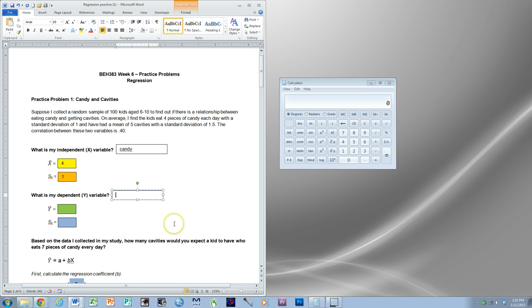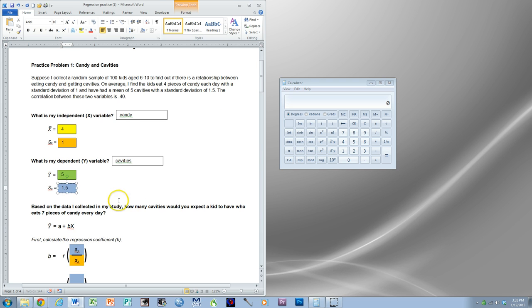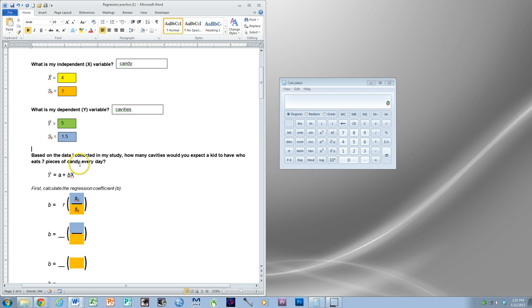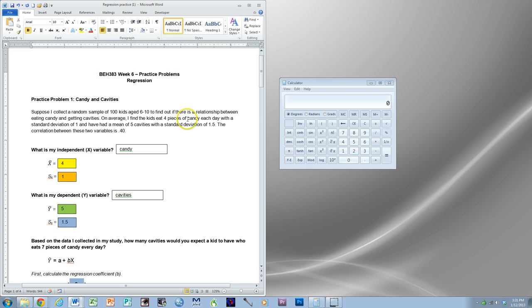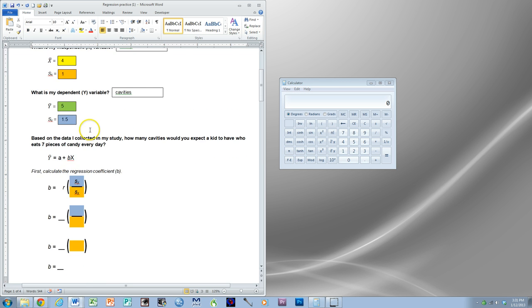The dependent variable, my y variable, is cavities. The mean of y, y bar, is 5. And the standard deviation, S sub y, is 1.5. So it can be useful to get this straightened out, to make sure we're clear on what's x and what's y. Now, based on the data I collected in my study, how many cavities would you expect a kid to have who eats 7 pieces of candy every day? So this is how many pieces of candy they eat each day, and then how many cavities they're going to have.